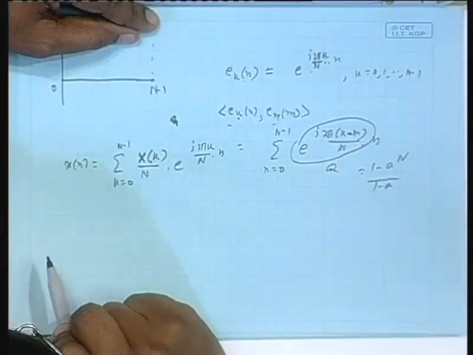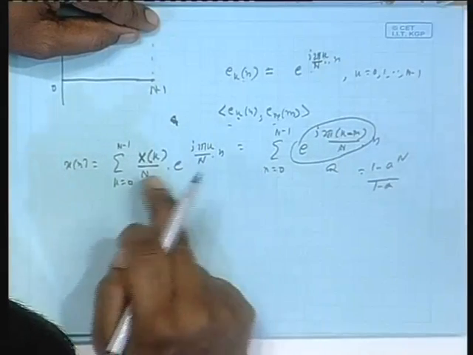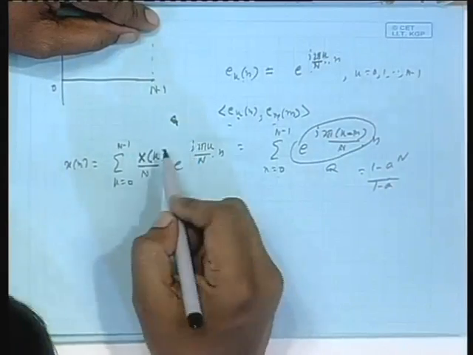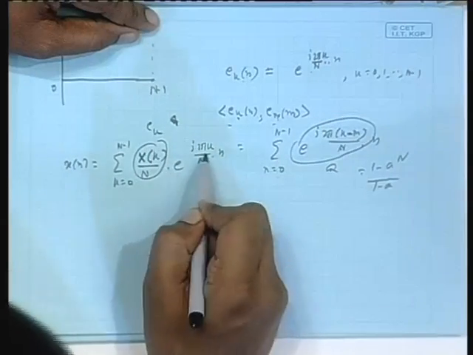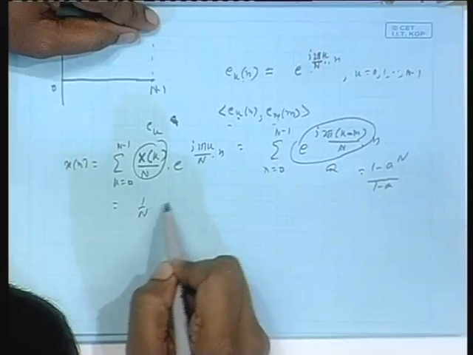This N can go out. This is my combination coefficient. This vector times a coefficient, this entire thing is actually c_k times this. I am denoting it like this, and this is your inverse DFT relation.